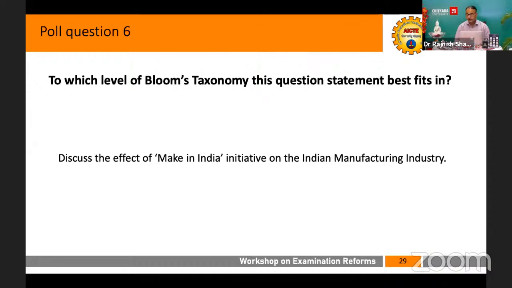He would have read well about the Make in India initiative. Then he's supposed to reflect his understanding about the effect of the Make in India initiative on the Indian manufacturing industry. He's supposed to reflect his understanding. So it is more of an understanding level. Around 50% of you said that it is definitely aligned with the understanding level of Bloom's taxonomy, right? Okay, we go to the next poll question, please.